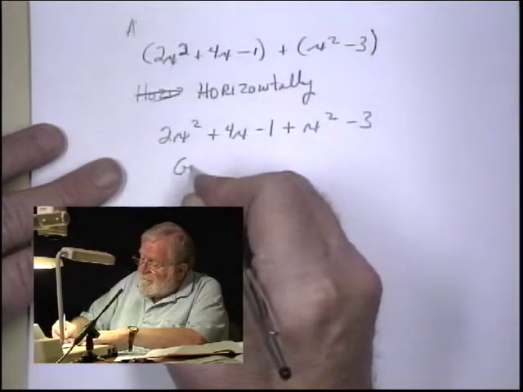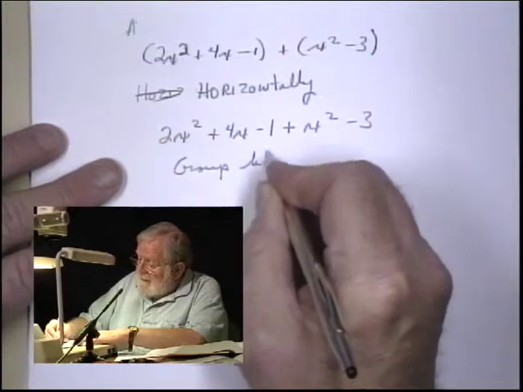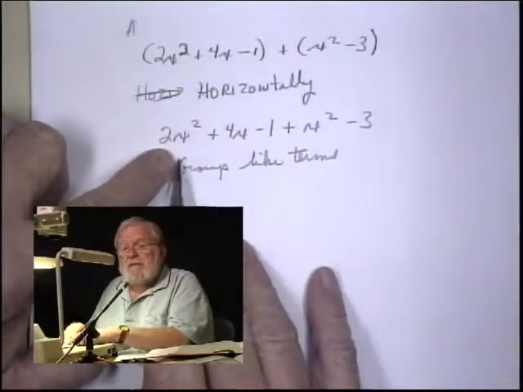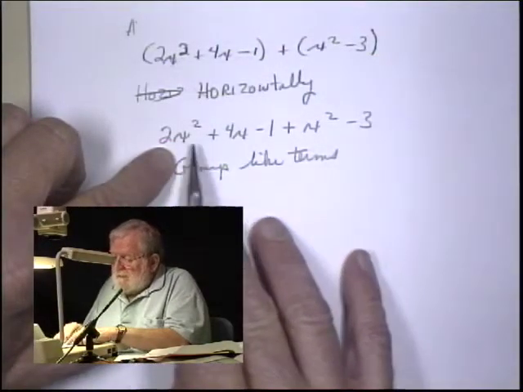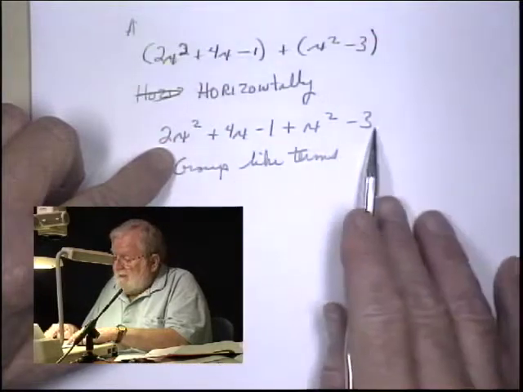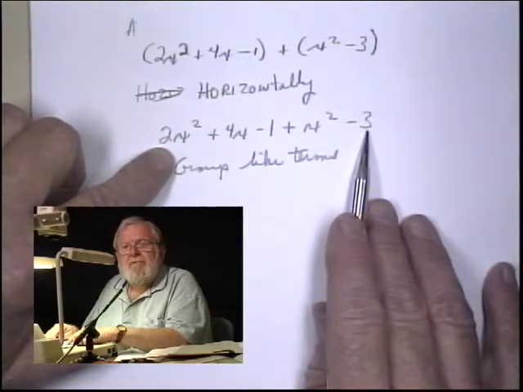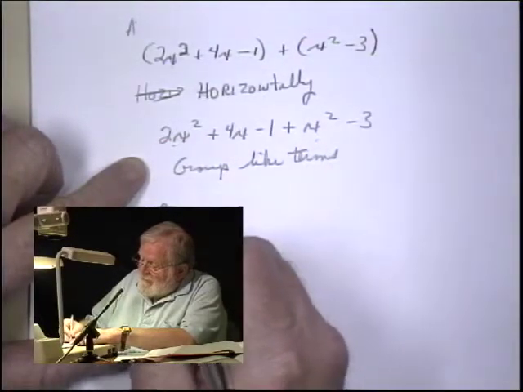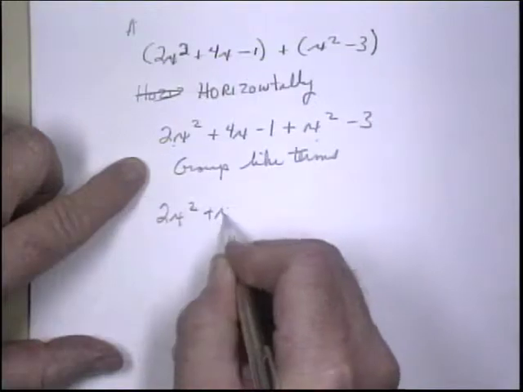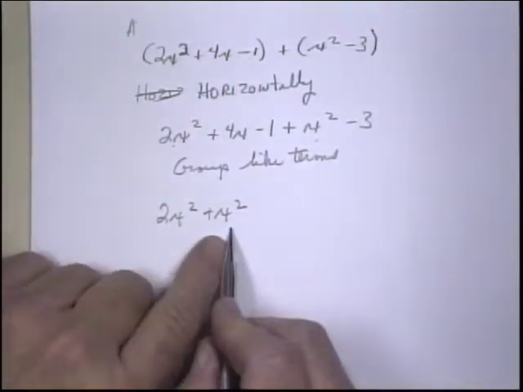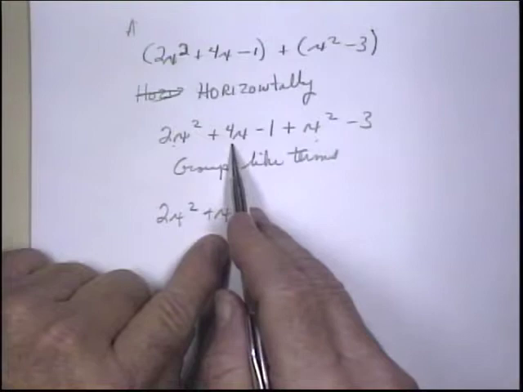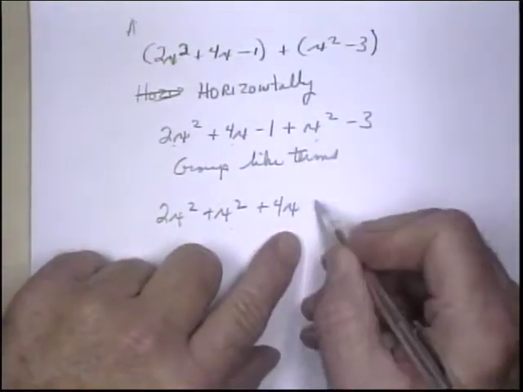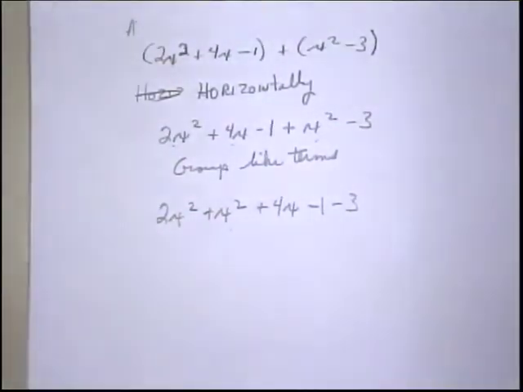Now we're going to group like terms. Like terms are terms that have the same variable raised to the same power, or in the case of a whole number, just the whole number. So we have an x squared here and an x squared here, so we'll have a 2x squared plus x squared. Okay, we've grouped the x squared terms. We just have a single term with x in it. And we have a minus 1 and a minus 3.